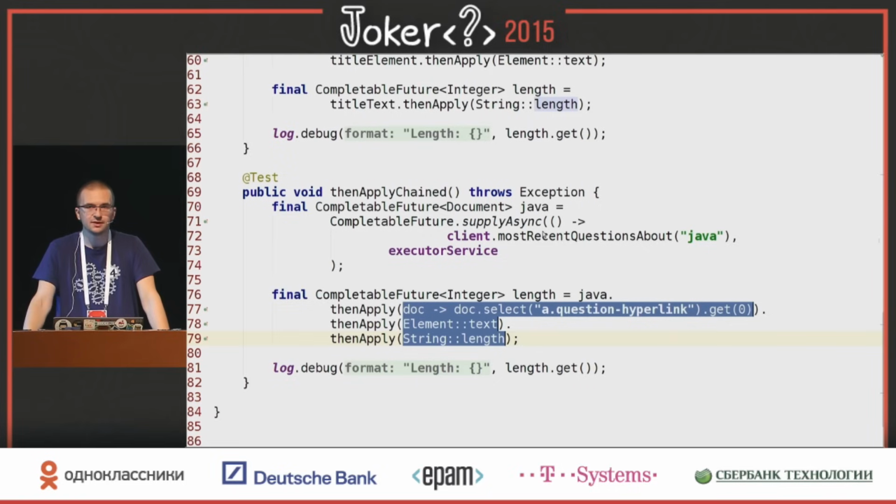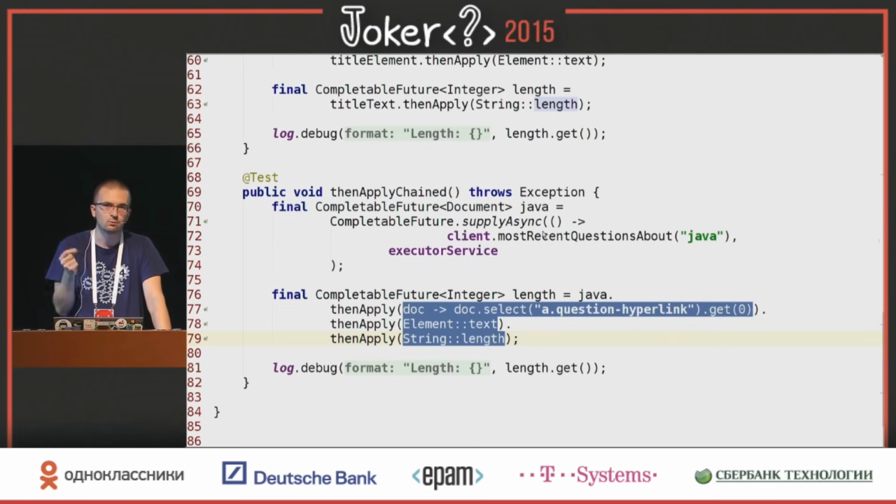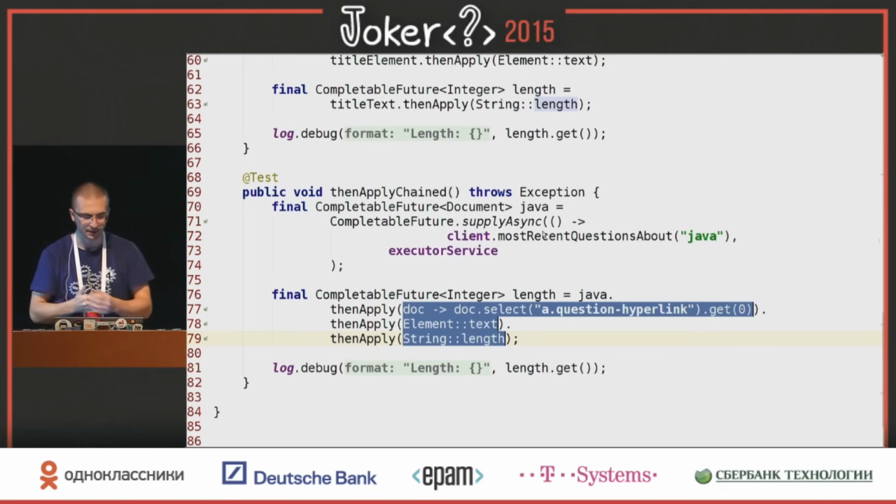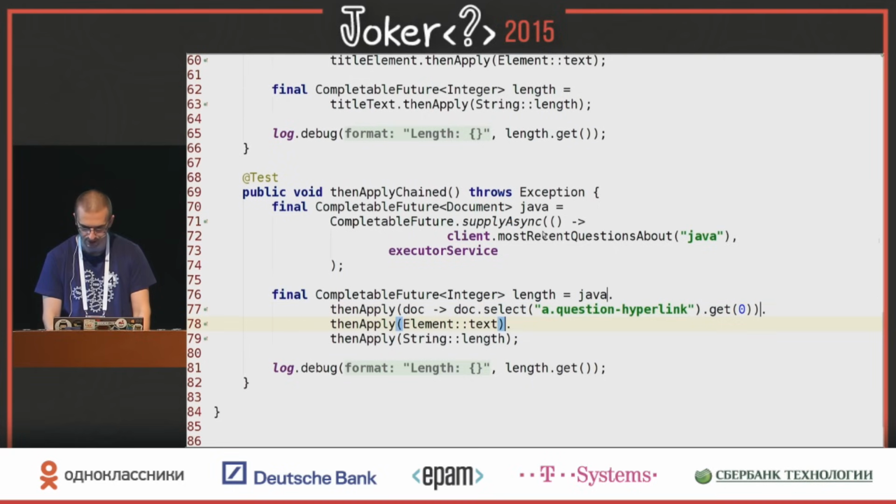So what happens here is it's not really applying a function. It just registers our will that a function should be applied on the result one day. And by the way, all these methods are returning a new future, which means that the actual future is left intact. So we can just stop chaining here.